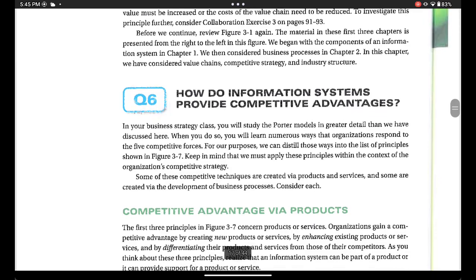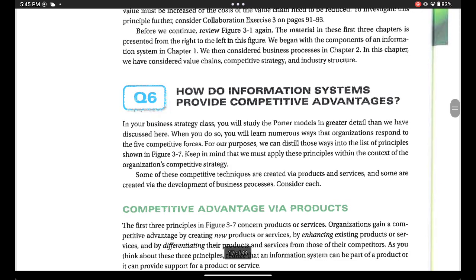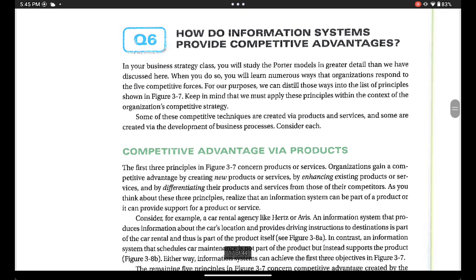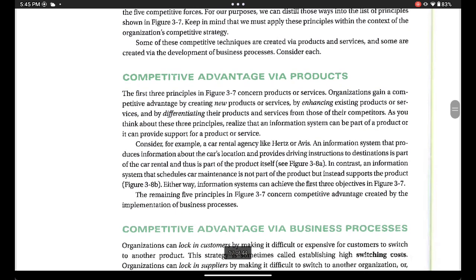Let's see how information systems provide competitive advantages, right? So information systems can help create a competitive advantage. A competitive advantage means beating all the people in our industry. Is your product differentiation, right? So differentiating your products and customers.